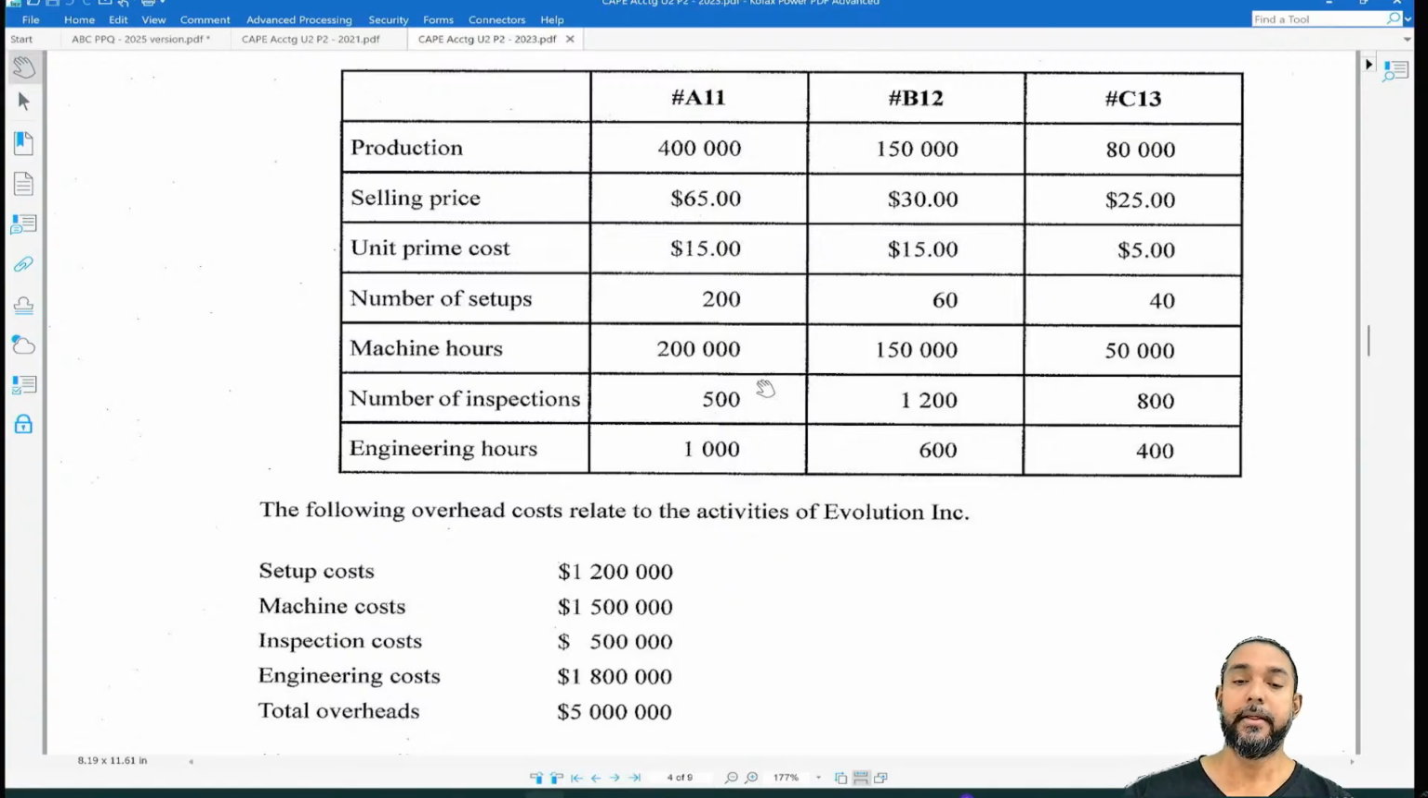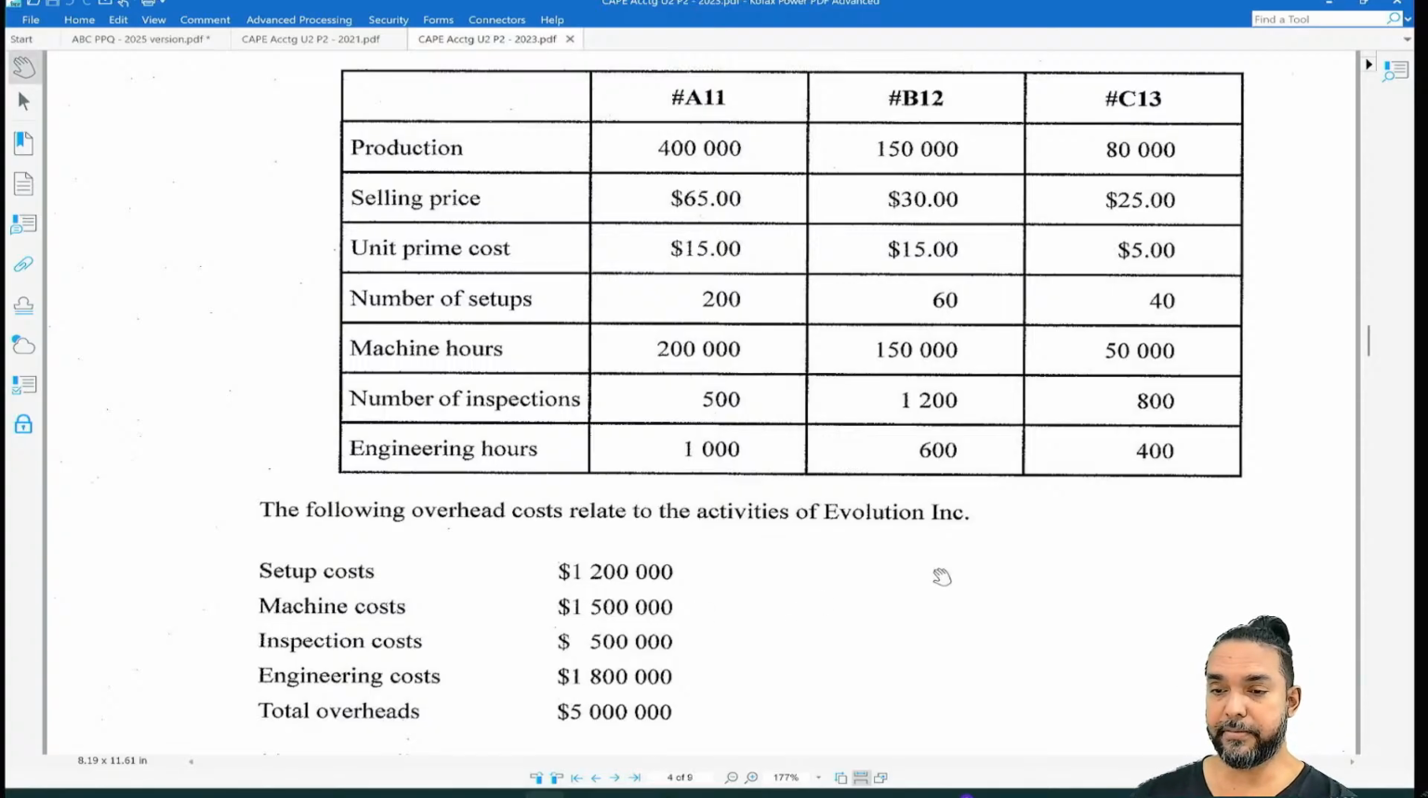Right. Okay. Now check this. This is how they caught people. What people did was they just took, let's say, the setup cost and divided by this piece here because it was just 11. But then when they had to multiply, they multiplied by the 200 and got the same 1.2 million. What you're supposed to do, and what they didn't show you here, is add going across. So the setups is 200 plus 60 plus 40 for a total of 300. So you have to take the 1.2 million and divide by the 300, right? Same thing for the machine hours, inspections, and engineering hours. You have to add going across, left to right, to get a total for each of these lines, and that total is what we'll use to divide each of the costs here, all right?